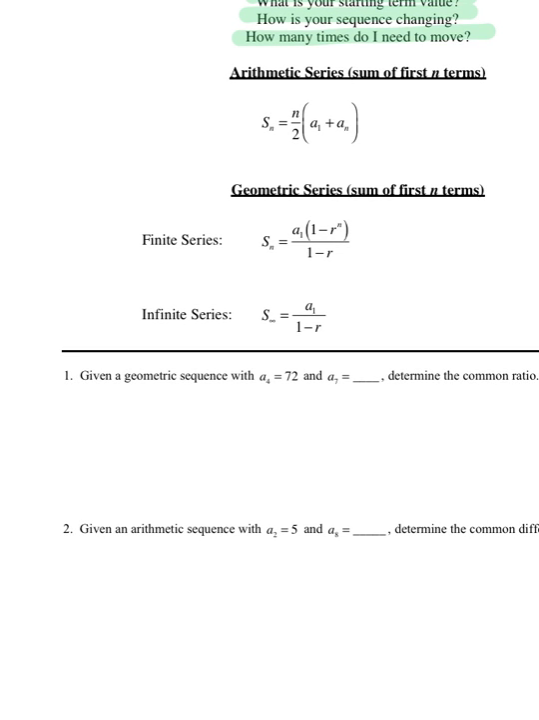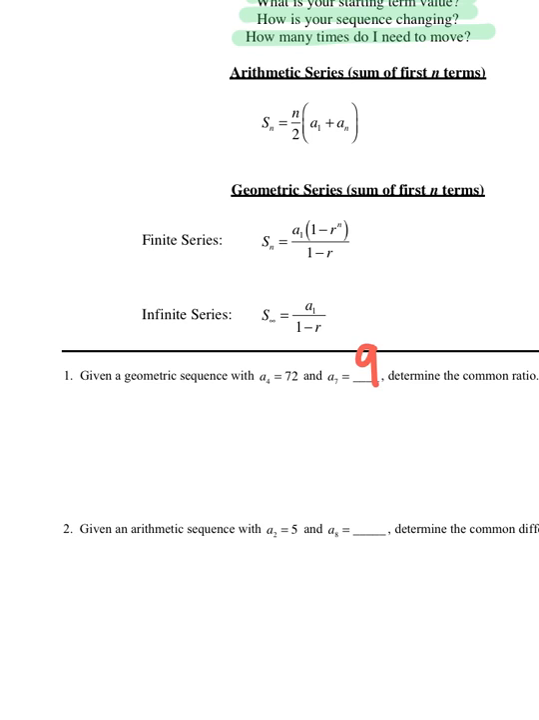given a geometric sequence with a sub 4 equals 72, that means that the 4th term in the list is 72, and a sub 7 equals 9, so the 7th term in the list is 9. Determine the common ratio. Okay, so let's start by asking ourselves the questions.